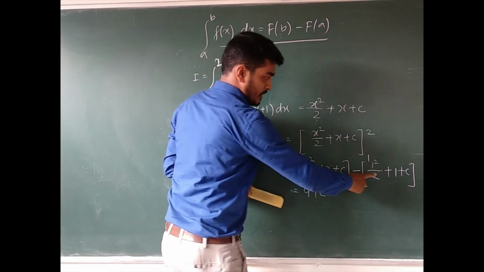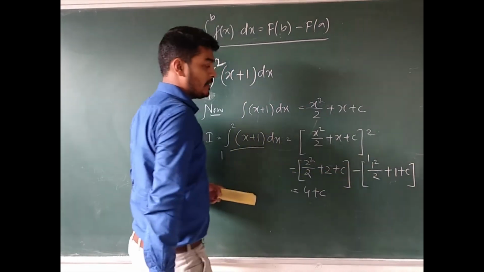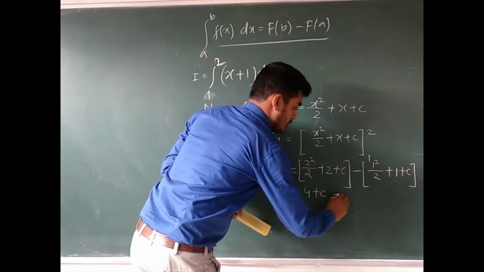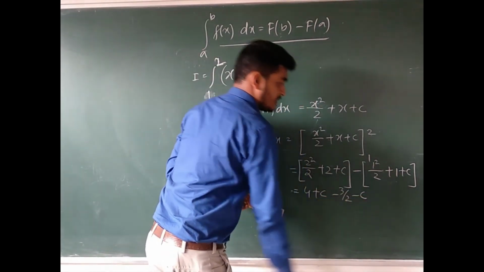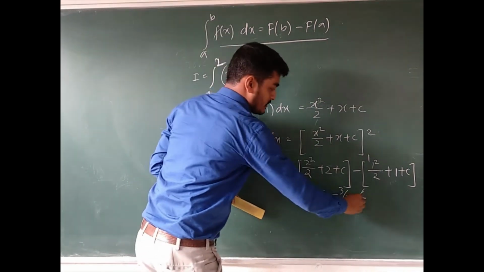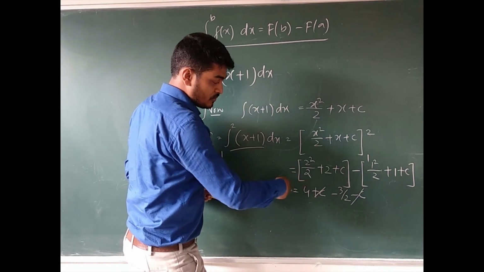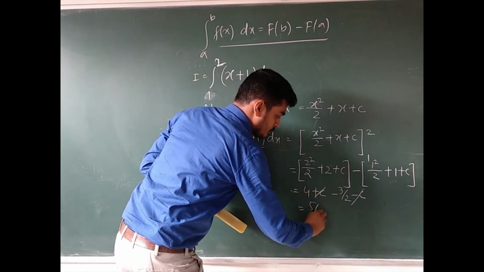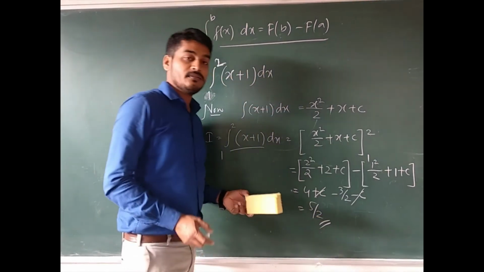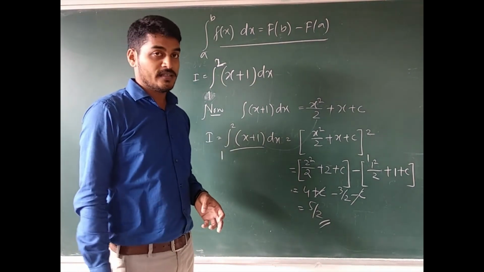Correct? And it will be half plus 1, 3 by 2, plus c. So 4 plus c minus 3 by 2 minus c. Correct? So plus c and minus c will be cancelled. Then what will be the answer? 4 minus 3 by 2, that is 5 by 2. 5 by 2 is the answer of this definite integral.